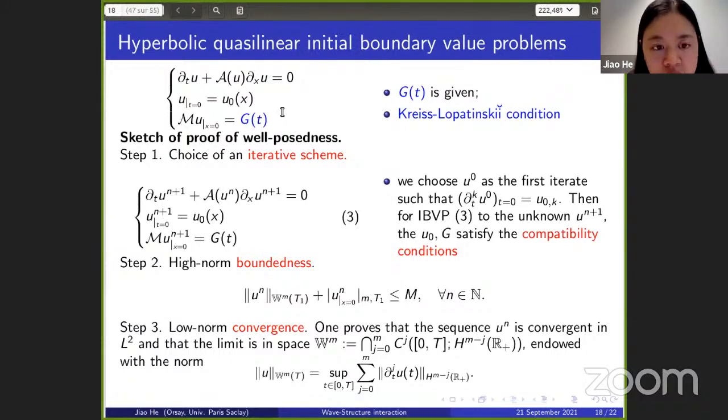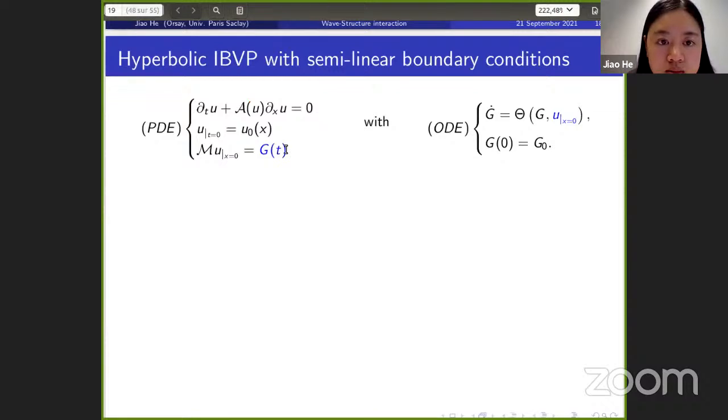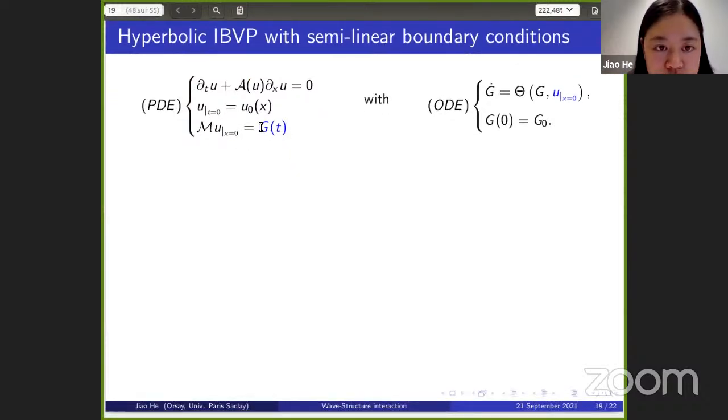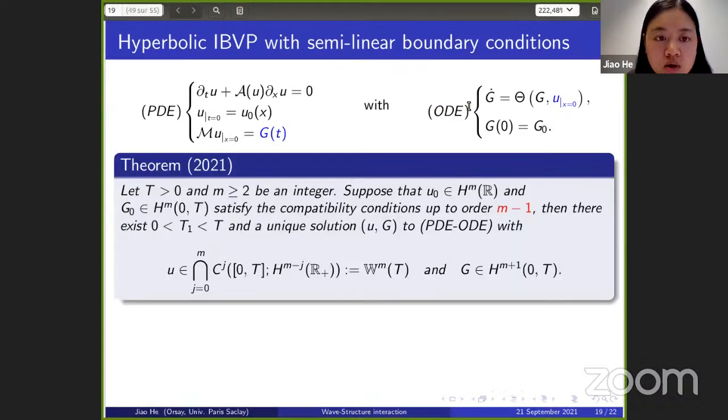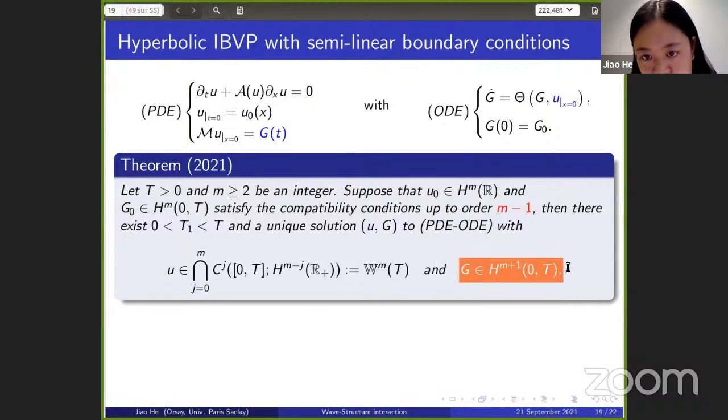But in our case, the boundary condition is not given. The boundary condition is given by an ODE. So this is our case. G of T is given by an ODE like this. Our result is the following. We can prove that suppose that the initial data satisfies some compatibility condition, then locally there is a unique solution to this PDE-ODE system such that the solution belongs to this space, and this G belongs to H^(m+1).